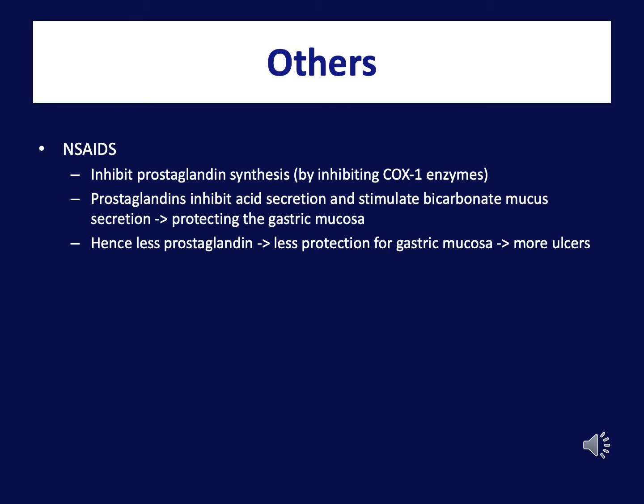So, other causes. NSAIDs are the most commonly mentioned drugs in association with ulcers. So, how NSAIDs work is that they inhibit prostaglandin synthesis, and this is via their direct action on inhibiting the COX-1 enzyme. Prostaglandins are important in the stomach because they inhibit acid secretion and stimulate bicarbonate and mucus secretion. This then protects the gastric mucosa. So, if you have less prostaglandin, there's less protection from the gastric mucosa and more risk of ulcers.